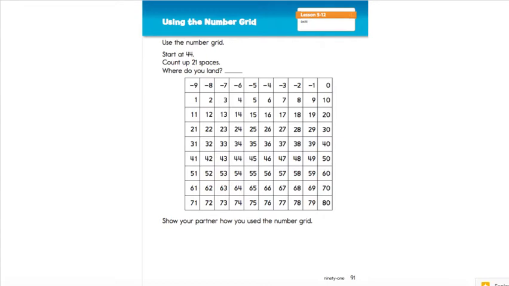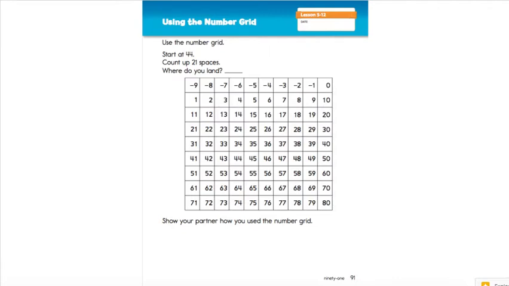Now, just like the other resources that we will be using throughout this lesson, you can find this sheet either in your math journal on page 91, or if you happen to not have your math journal, you can find this sheet in the lesson folder for today's lesson, which you can access by clicking on the picture of the math journal on the first slide of today's lesson.